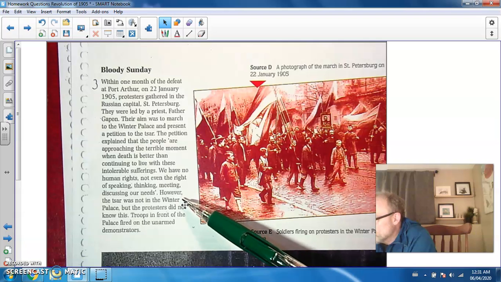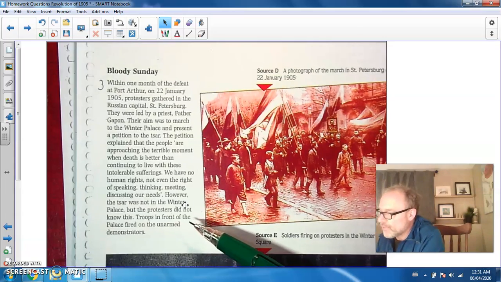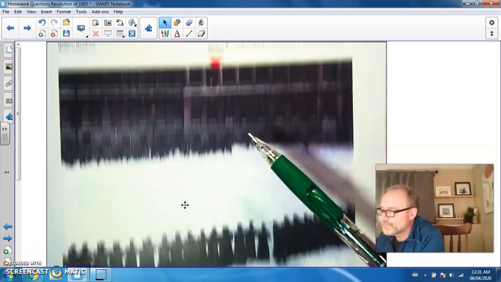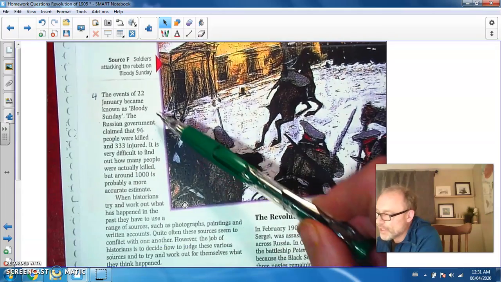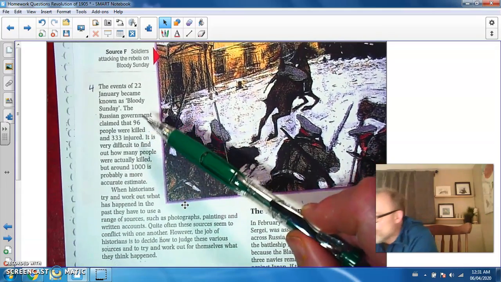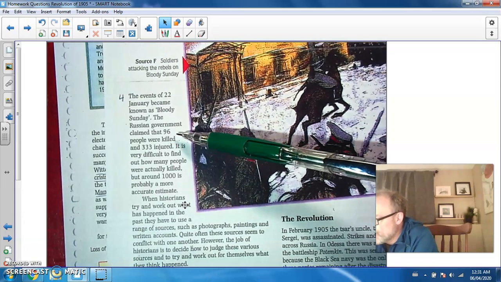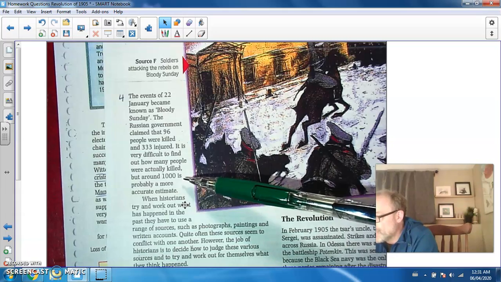However, the Tsar was not in the Winter Palace, but the protesters did not know this. They, in many cases, thought that the Tsar just didn't know what was occurring and that he would help them out if they went. Instead, they were met by armed guards and fired upon. The events of the 22nd of January became known as Bloody Sunday. The Russian government claimed that 96 people had been killed and 333 injured. However, the numbers were much higher, and some think as many as 1,000.